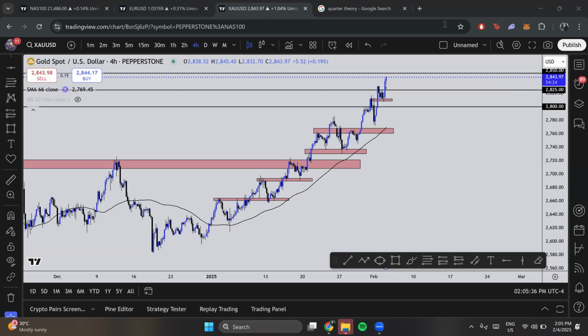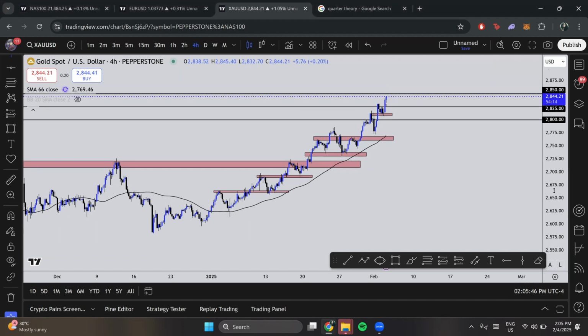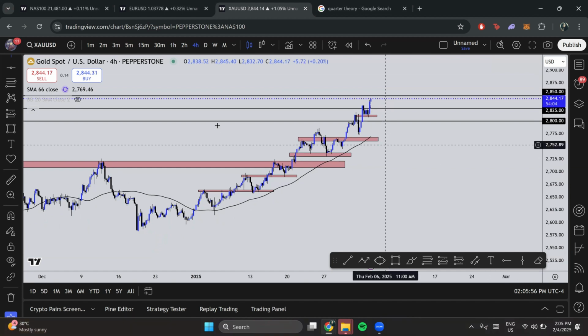Okay, guys, so this segment is called market structure. This to me is the most important segment when it comes to me and my charts. What I want to know, before I jump into any trades, is what's the trend of the market?